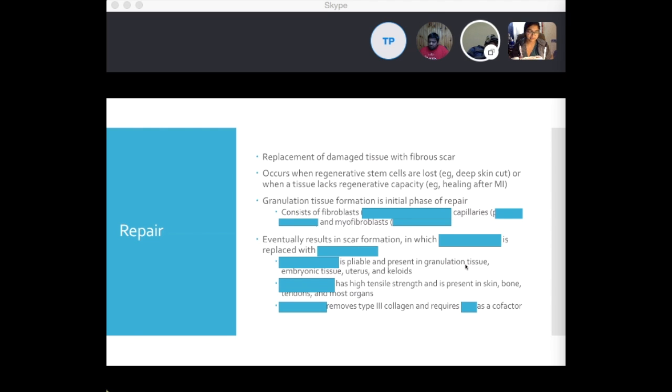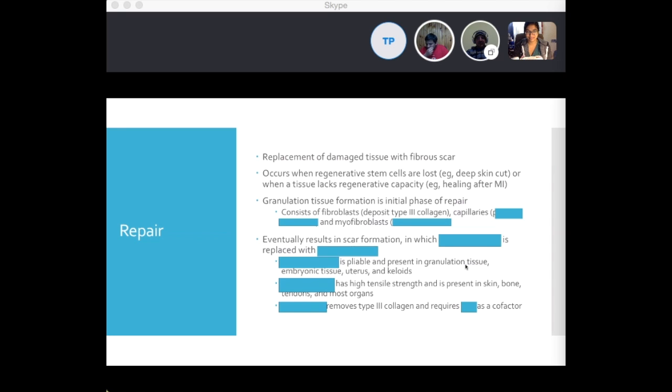They release some stuff. They deposit some stuff. A particular type of connective tissue. Some kind of growth factor? Fibroblast growth factor? Collagen. And what type of collagen? Type 3? Yes. Deposit type 3 collagen. And what are capillaries useful for?